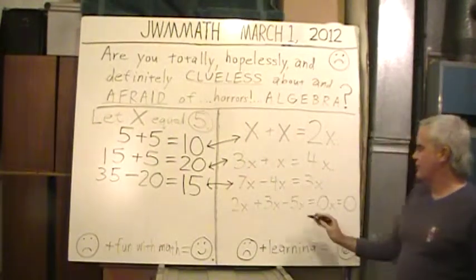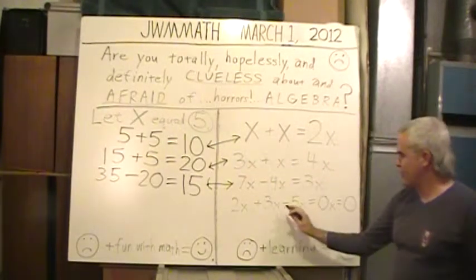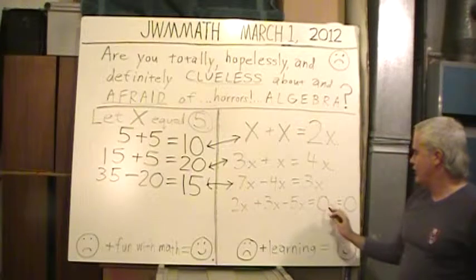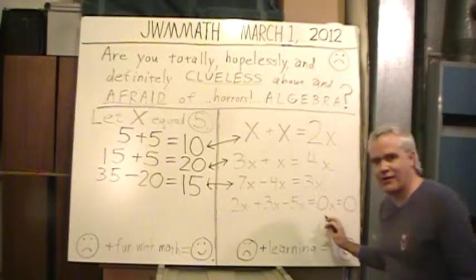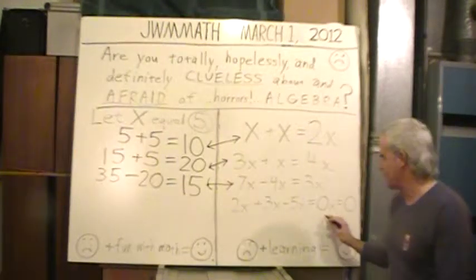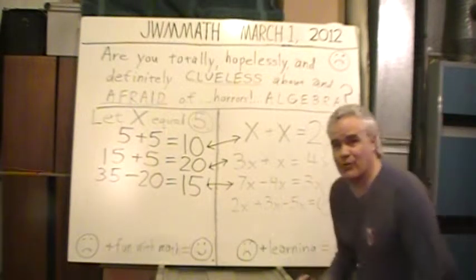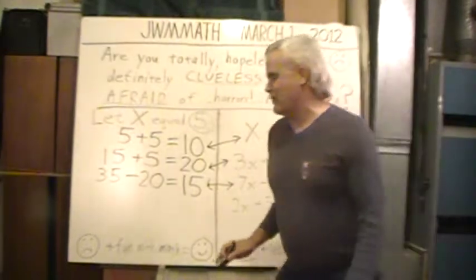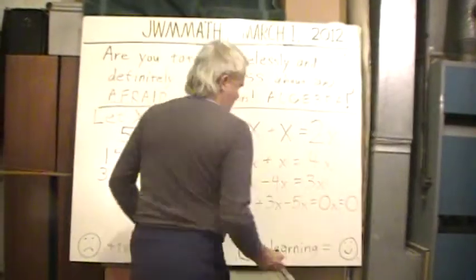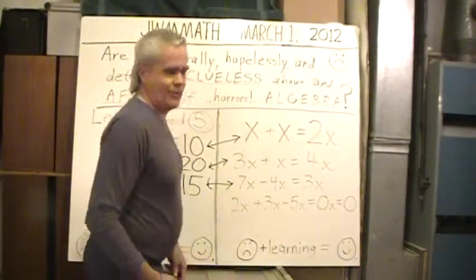Last example. 2x plus a 3x minus a 5x is 0x. It looks like an ox, but it's really a 0 times x. And we just call that 0, because 0 times anything is 0. And conversely, anything times 0 is 0.